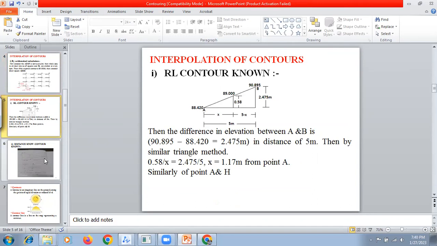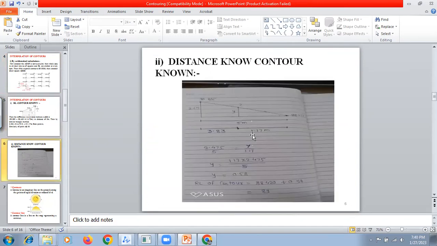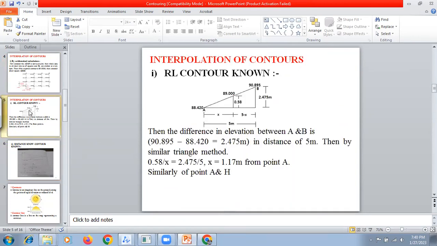Okay, this is one example. This one is the second one. So have you any doubt in this? Okay, no doubt. We'll proceed further.